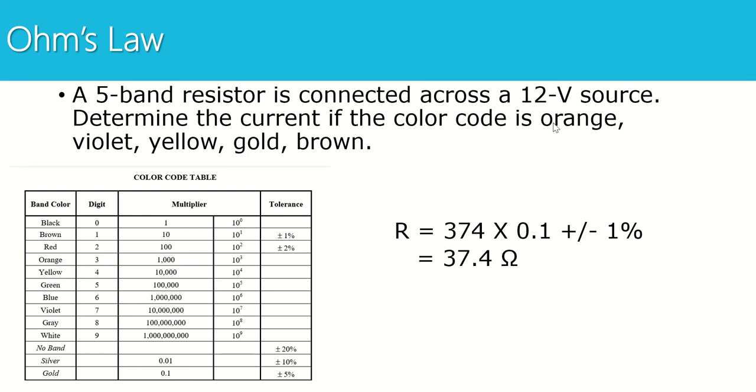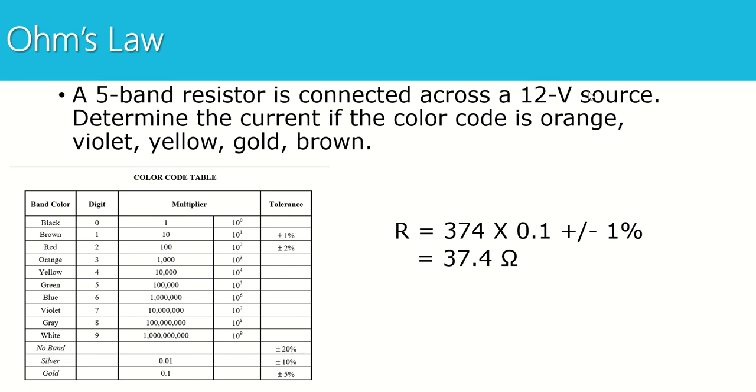Using our color code, we have orange, violet, yellow, gold, brown. Orange is a digit of 3, violet is a digit of 7, yellow is a digit of 4, and then our multiplier is gold. Multiplier is 0.1. And then our tolerance is brown, which is plus or minus 1%. So I have a 37.4 ohm resistor when I multiply my digits times the multiplier. And we're not going to worry about the tolerance here. We're just going to say, okay, that resistance is 37.4 ohms.